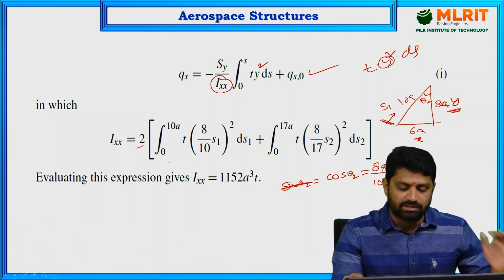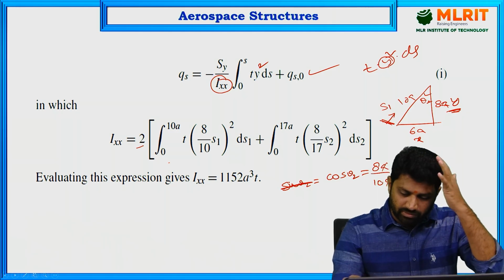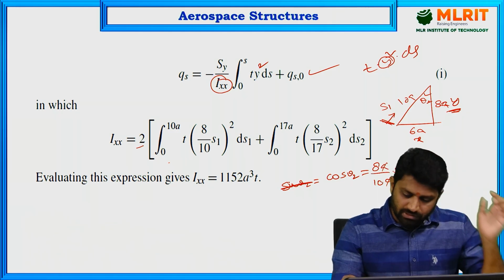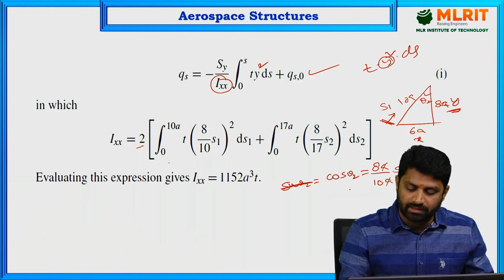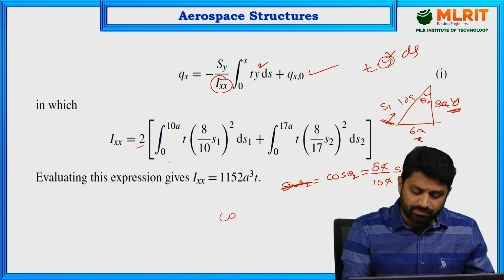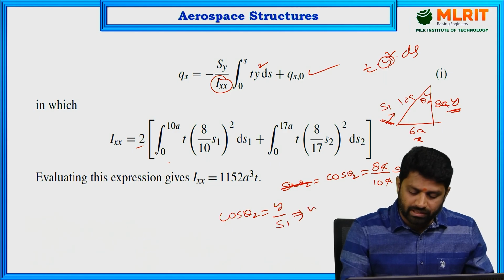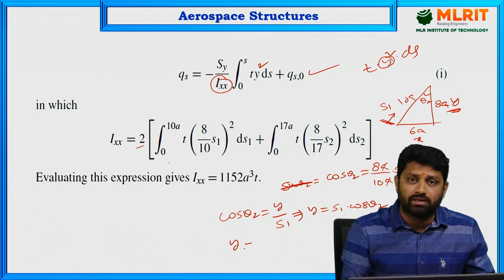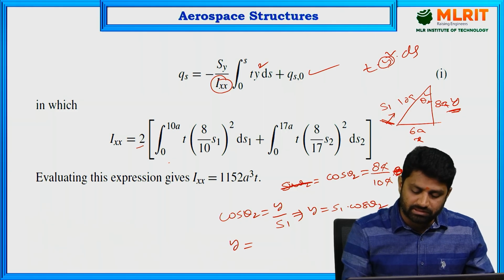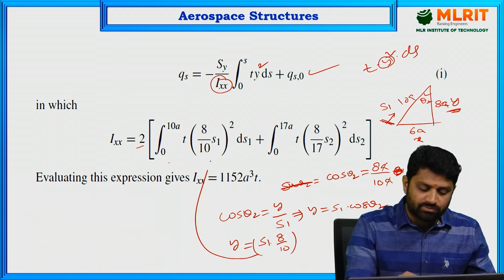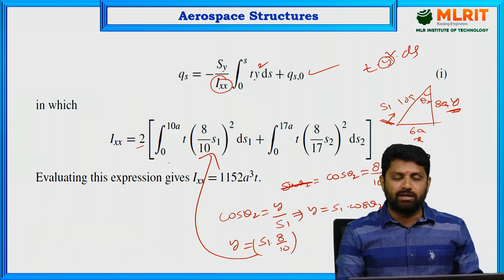So for t y square ds, what you are going to get is 8a by 10a into s1. Or else simply, you can substitute cos theta 2 equals y by s1. So y equals s1 cos theta 2, and from the diagram you can go like this. So cos theta 2 equals y by s1, y equals s1 cos theta 2, and you can simply substitute 8 by 10 into s1.